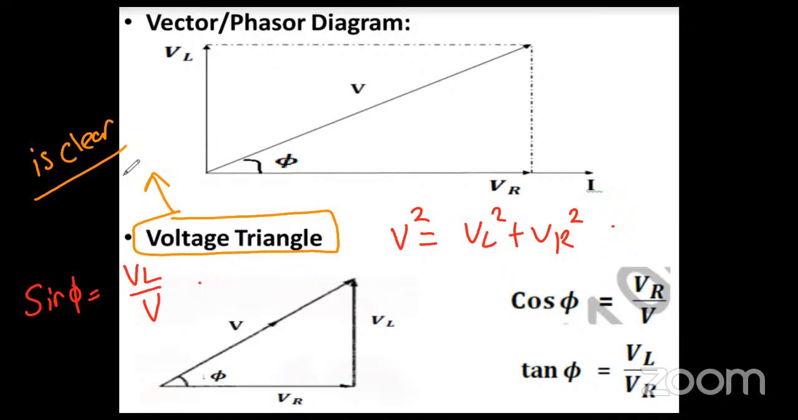So voltage triangle is clear, everyone. Good. Rahul, Saha, Vaishali, others. Just write voltage triangle is clear. Not a VR upon V. Exam में आने वाला है, याद रखो.